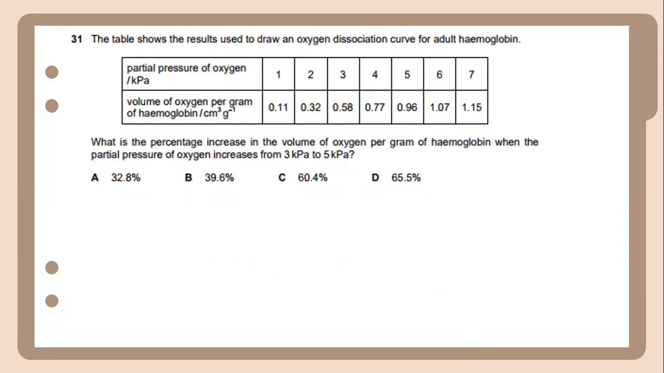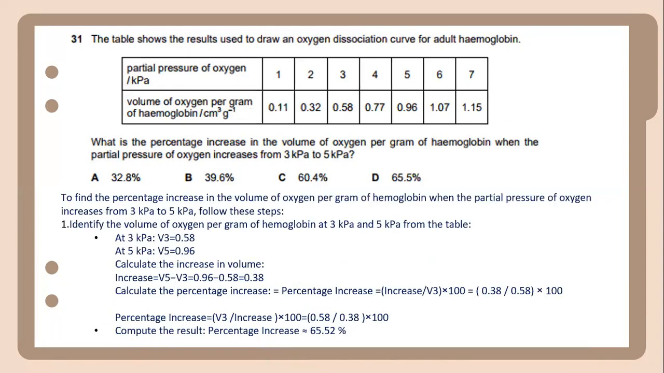31. The table shows the results used to draw an oxygen dissociation curve for adult hemoglobin. What is the percentage increase in the volume of oxygen per gram of hemoglobin when the partial pressure of oxygen increases from 3 kPa to 5 kPa? To find the percentage increase in the volume of oxygen per gram of hemoglobin when the partial pressure of oxygen increases from 3 to 5 kPa, we have to follow these steps.